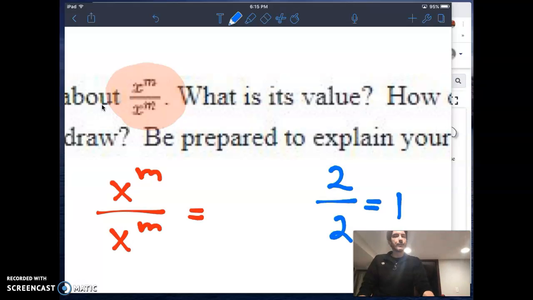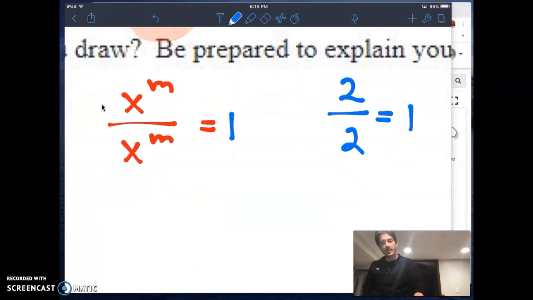Something over itself is 1. Okay? The exact same thing is true here. If you've got x to the m items, this is a great counting problem. X to the m items split x to the m ways. It's no different than that 2 over 2. It is 1. It's a simple 1.